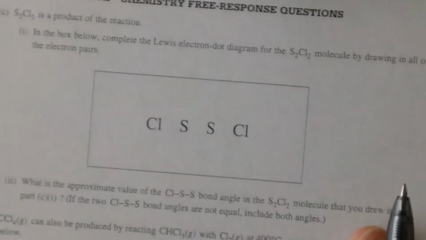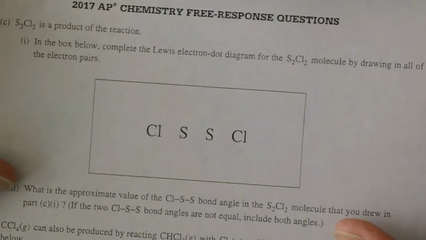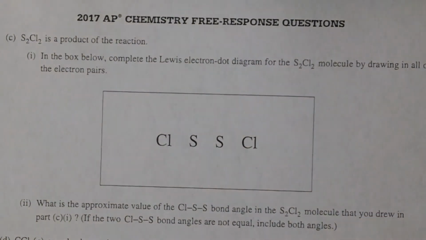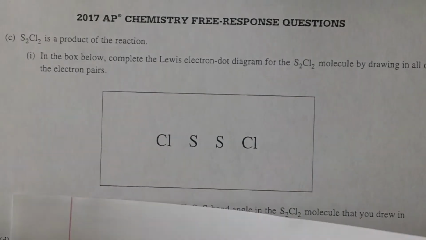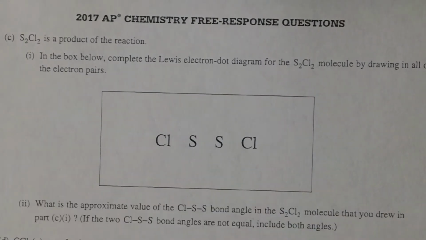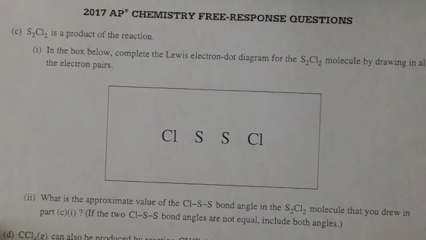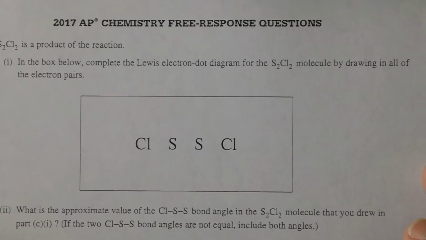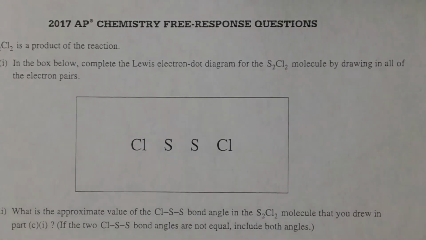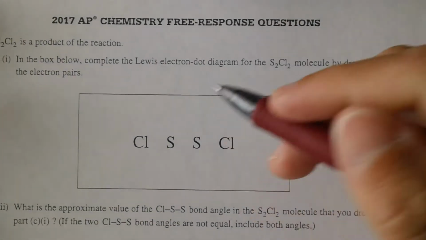Then we're to part C. Part C says sulfur with a chlorine here, some kind of compound or molecule. It says in the box below, complete the Lewis electron dot diagram for S2Cl2 by drawing in all the electron pairs. And so I count them up.